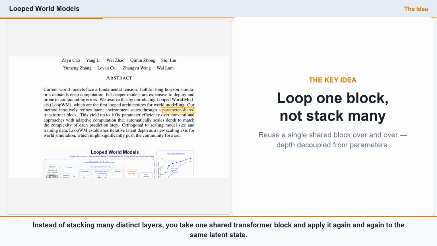Instead of stacking many distinct layers, you take one shared transformer block and apply it again and again to the same latent state. Crucially, the depth of computation is now decoupled from the parameter count. You can think harder without carrying more weights.